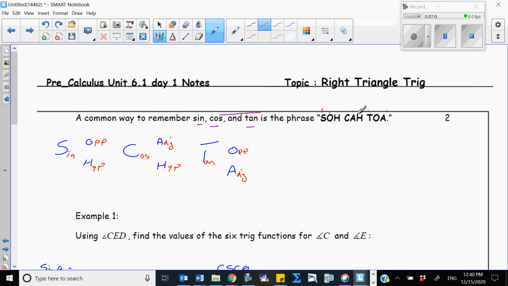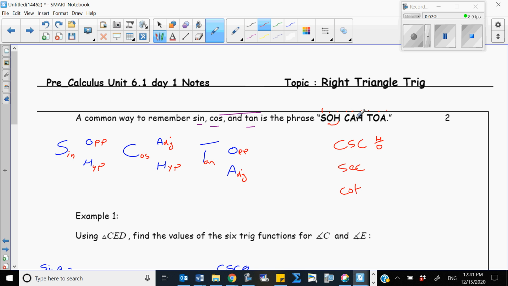You can even remember the reciprocal functions, cosecant, secant, and cotangent, using this. So if I know that cosecant is reciprocal of sine, I know that I'm just going to divide hypotenuse by opposite to find cosecant.